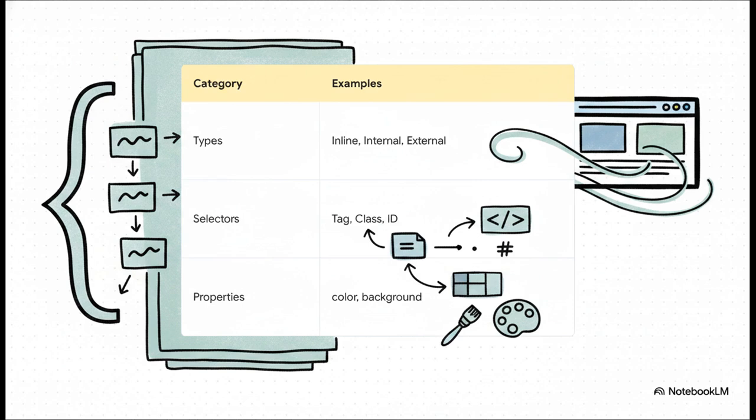A tag selector targets the element name directly. A class selector uses a period to target a defined class. And an ID selector uses a hash symbol to target a completely unique ID. Once you select it, basic properties like color or background color completely alter the visual state.